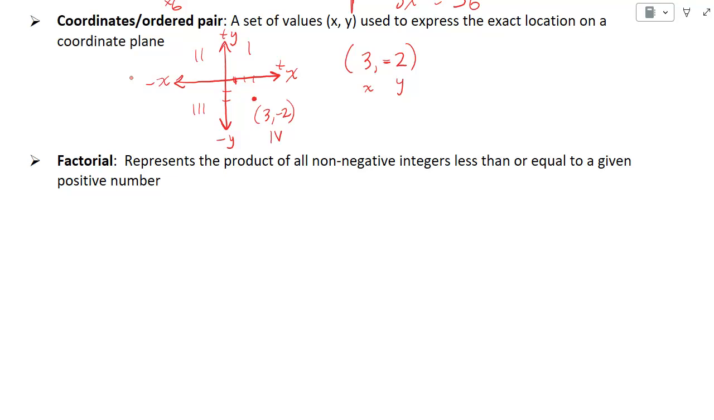Last one for this video, factorial represents the product of all non-negative integers less than or equal to a given positive number. You're going to see an exclamation point. 5 factorial is just 5 times 4 times 3 times 2 times 1. Okay? And then you're going to multiply that out. That's going to be 24 times 5. I am running out of time, so figure it out yourself.